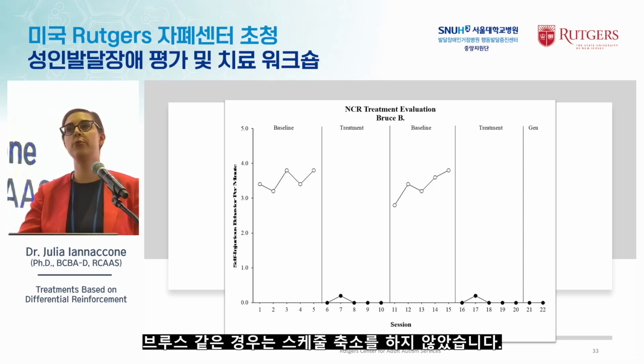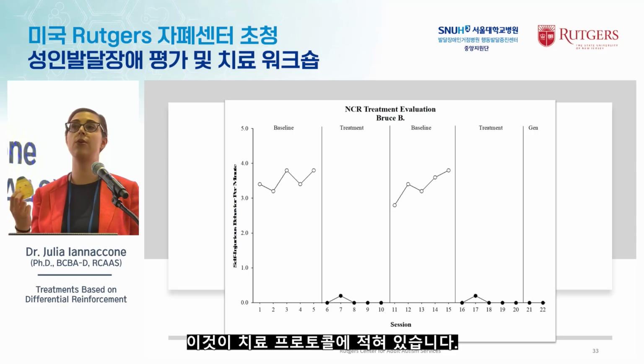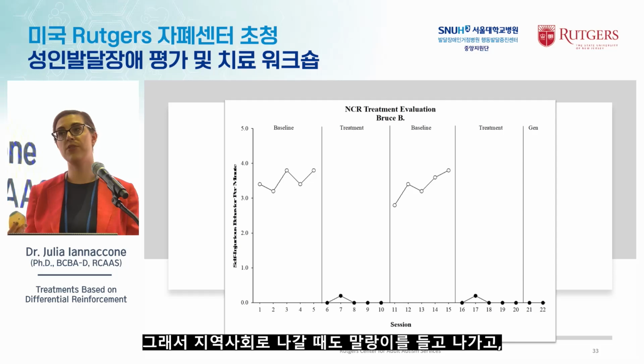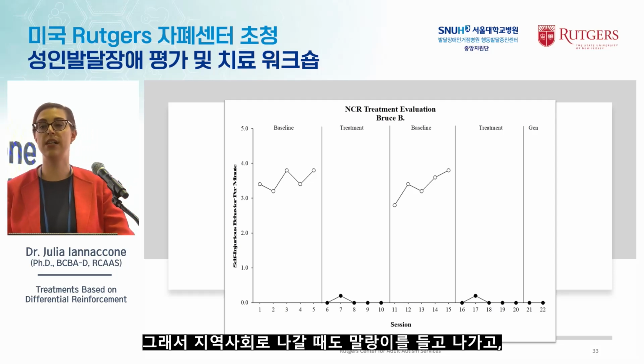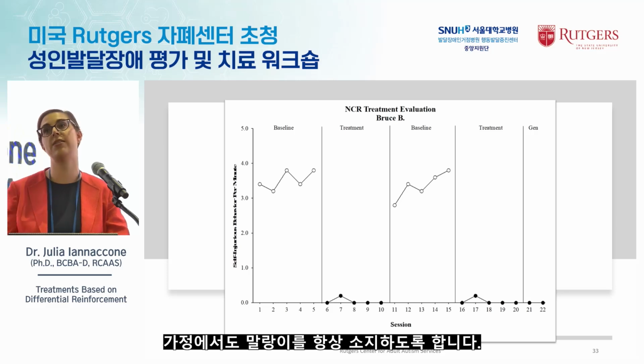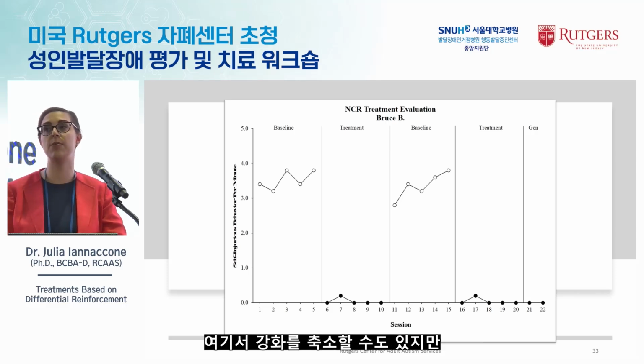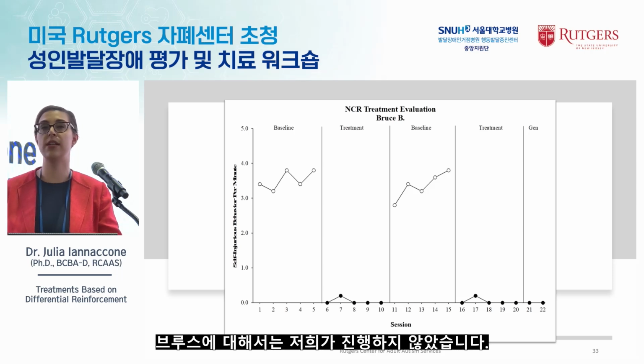In this example for Bruce, we did not do schedule thinning, which means that he needs to have access to this at all times. And that's written specifically in his treatment protocol. So if he's going out into the community, he should have this. If he's going to his day program, he should have this. If he's home with his parents, he should have this. At all times, he should have this so that he's engaging with this and it competes with his self-injury. You could thin the schedule of reinforcement and make it less available. It's just not what we did here with Bruce.